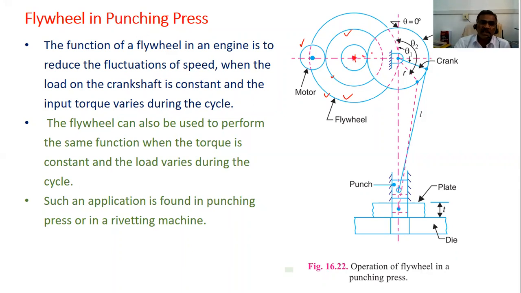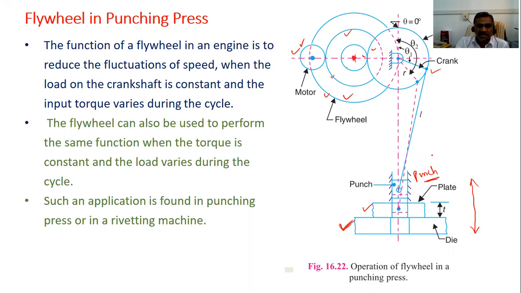And this gear is connected with this one, and this crank is connected with the piston. So the piston here is a ram. Here it is a punch. This is a plate. This is the die. We want to put a hole on this plate, right? So when the motor is rotating, the crank will be rotating and the punch will be moving up and down. Here, the rotary motion is converted into reciprocating motion.